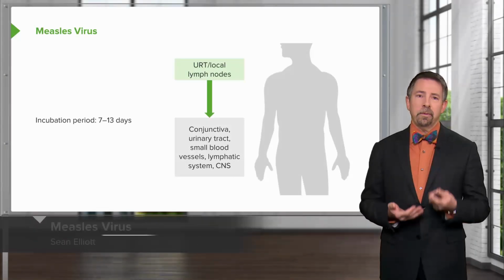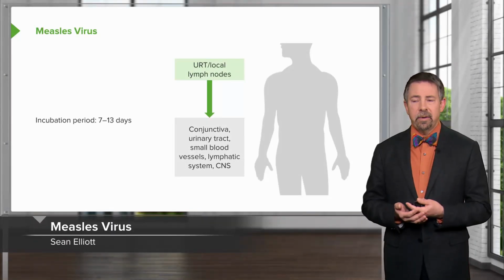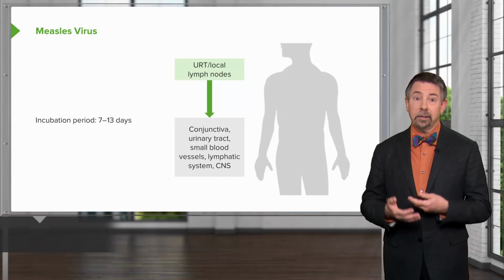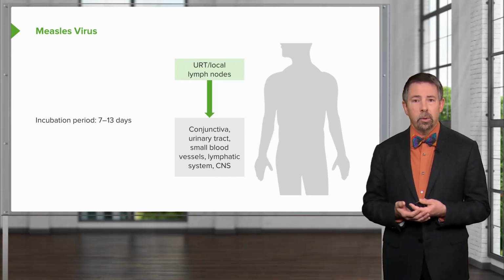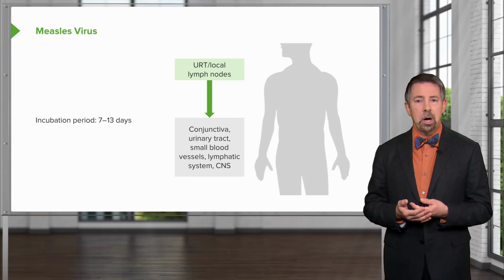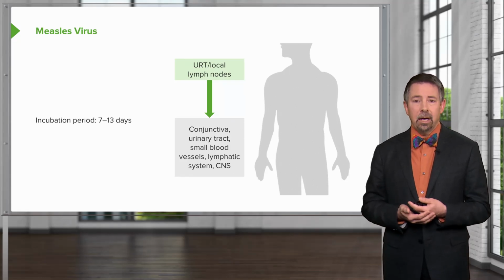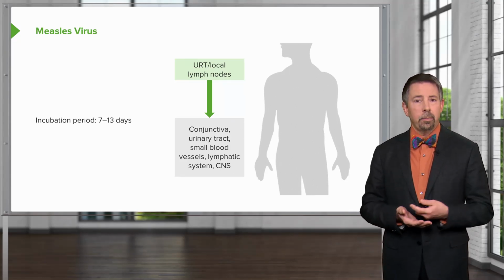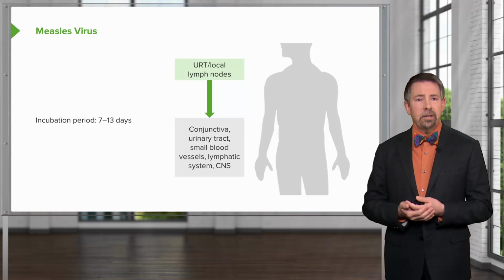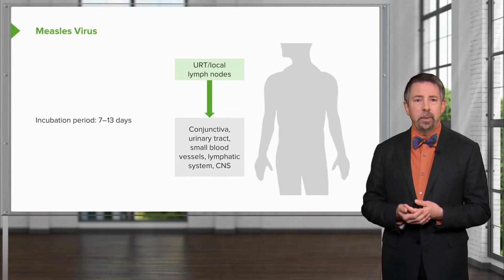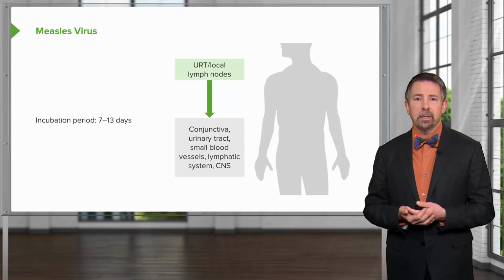So let's look first at measles virus. This is a very, unfortunately, increasingly common virus in parts of the world where there are populations that are under-vaccinated, currently in the States and other parts of the world. There's an incubation period of around 1 to 2 weeks, so 7 to 13 days per the slide.